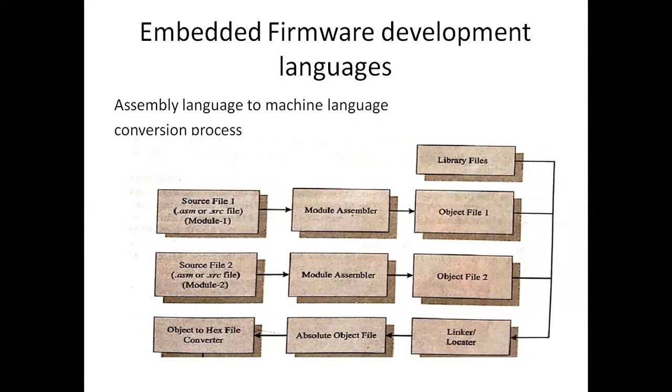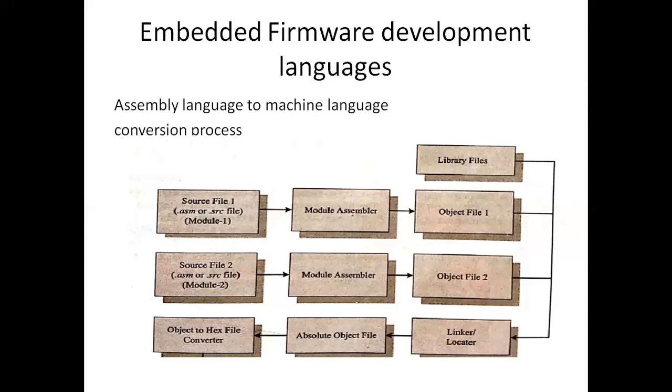Then this object file is to be converted to a hex file. What we have done is the .asm file is converted to a .obj file. Then this has to be converted to a hex file, right? This is the final stage of conversion. A hex file is nothing but machine code which is understandable and executable by any processor or controller.